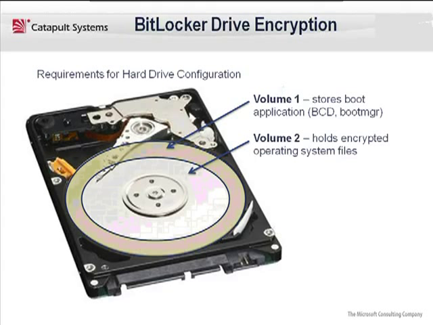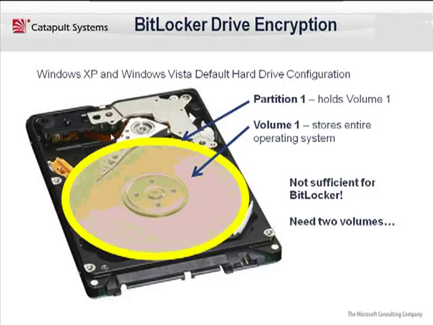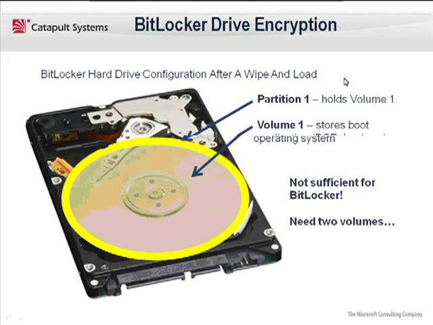This bit of knowledge comes into play because BitLocker requires two volumes, one for the boot files and another for the encrypted operating system. If you take a look at the way Windows XP and Windows Vista format the hard disk by default, you'll find that the setup process creates one partition that contains one volume for the operating system. And so since BitLocker requires two volumes, you'll need to figure out how you can get a second volume on this disk. One option is to do what's called a Windows 7 wipe and load.